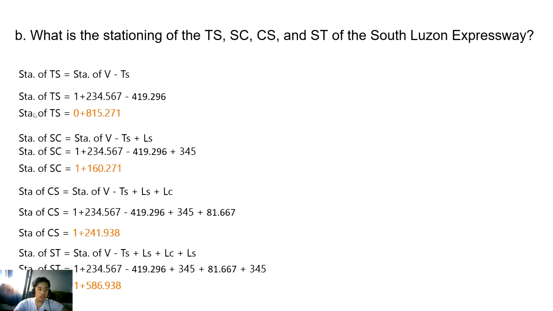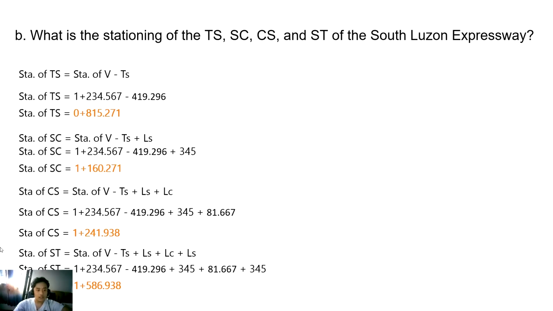Kasi, yung station of TS niya ay station of vertex minus TS, which is ito, di ba? So, ngayon, since nakuha na natin yung value nito, which is station of TS, pwede natin to i-substitute as station of TS plus LS. And we're going to get 1 plus 160.271, which is same din kung i-manual natin ng isa-isa at kung gagamitin natin to.